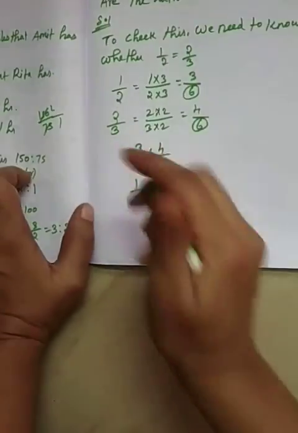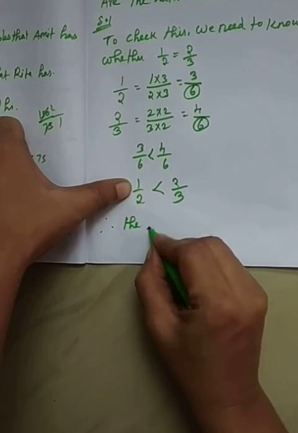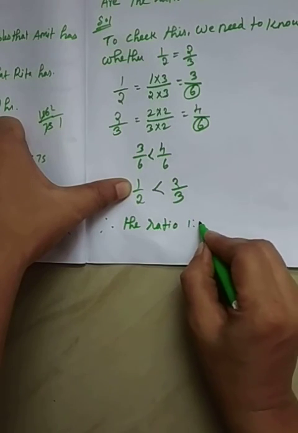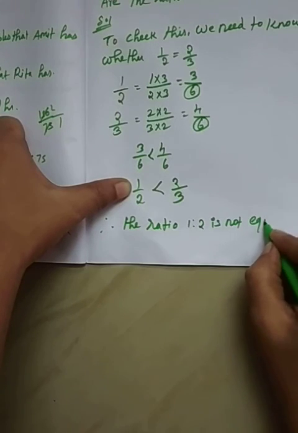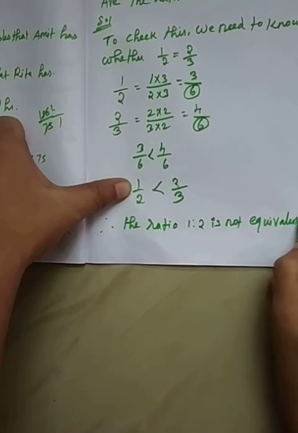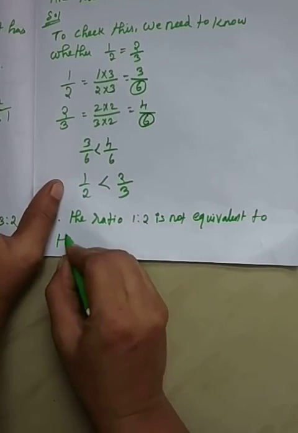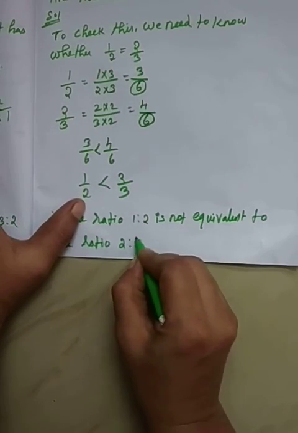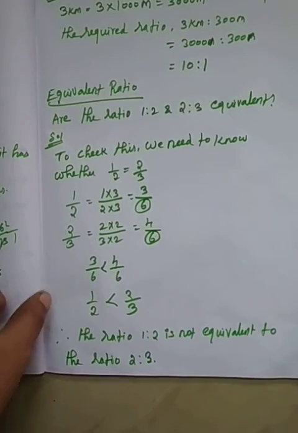Now you have to write this line. Therefore the ratio 1 is to 2 is not equivalent to the ratio 2 is to 3. Everybody clear?